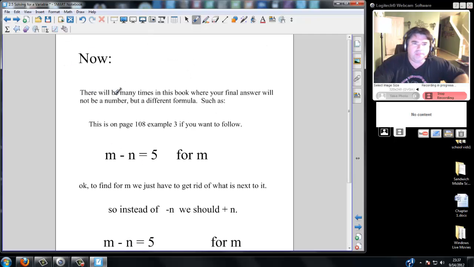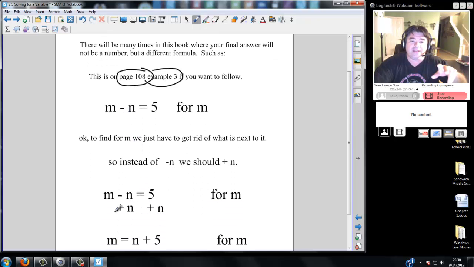Now, there will be many times in this book where your final answer will not be a number but a different formula, such as the following. This is the example on page 108. So check out page 108, example 3, for further help. It says m minus n equals 5, and all it wants to know is for m. Notice how it's not looking for an actual numerical answer, it just wants m by itself. So what we're going to do is, instead of minus n, we're going to add n.